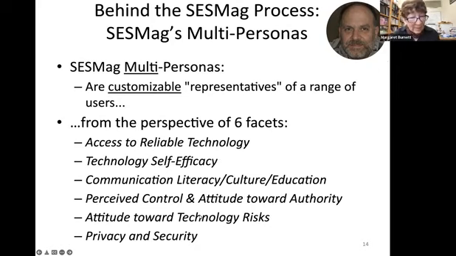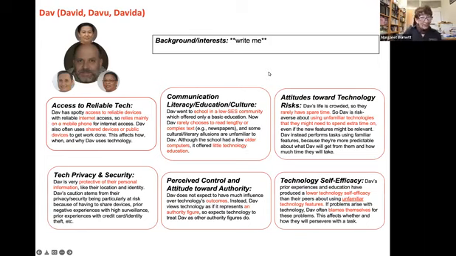I've just listed them here. A couple that may sound familiar to those who've already seen GenderMag are technology, self-efficacy, and attitude toward risk. Those 2 are also present from a gender perspective. These other ones, though, are unique to the socioeconomic one, and we'll just get to know a couple of these because we're now going to get to know Dav.